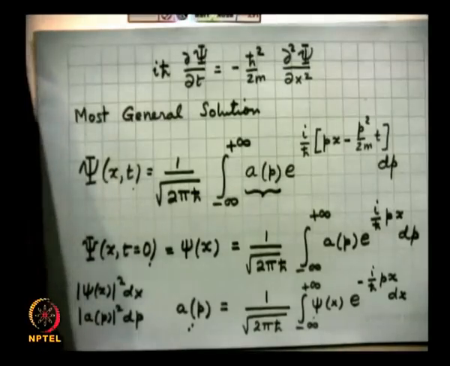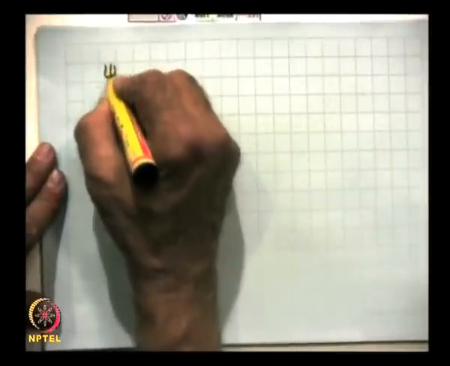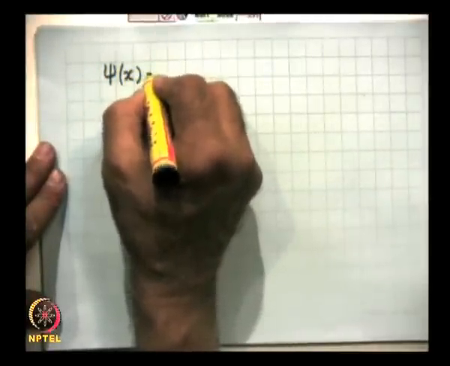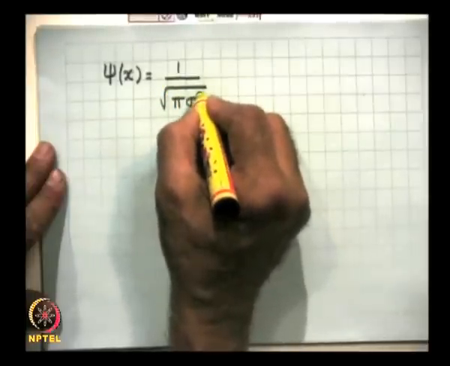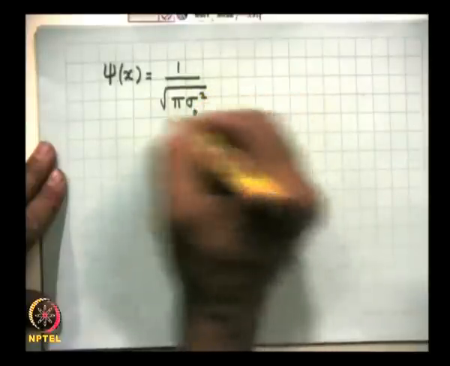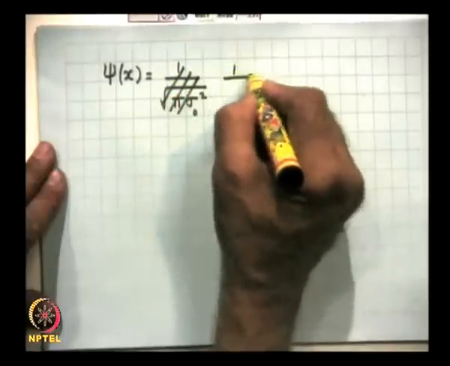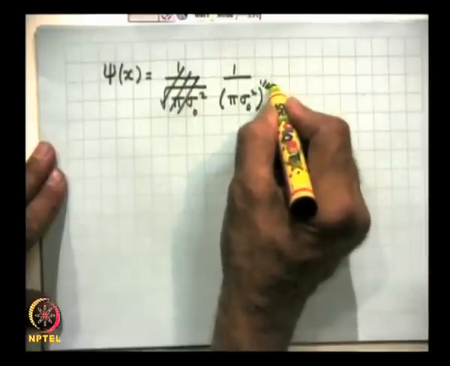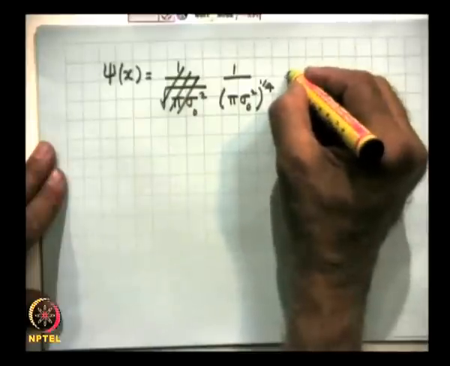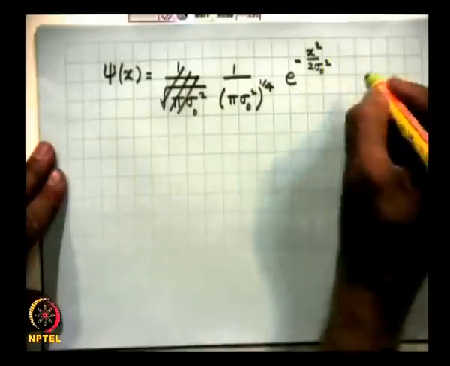Now, let me give you an example. Let us assume that psi of x, the wave function at time t equal to 0, is given by 1 by pi sigma 0 square raised to the power of 1 by 4, and then it is given by e to the power of minus x square by 2 sigma 0 square.